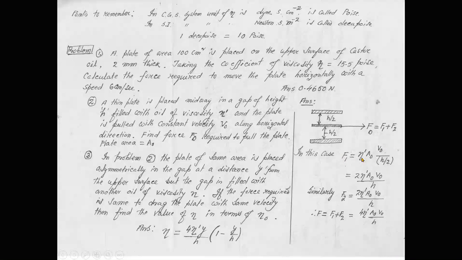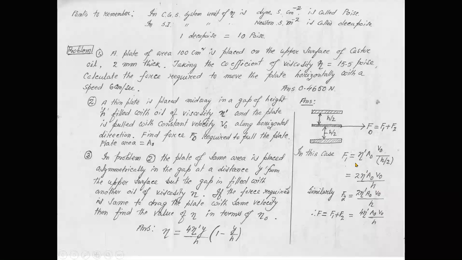So F1 is equal to eta A dv by dy. dv is equal to v naught, dy is equal to h by 2. After multiplication, after rearrangement, we will get F1 is equal to 2 eta dot A naught v naught by h.